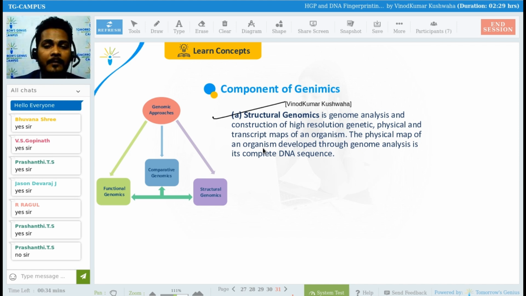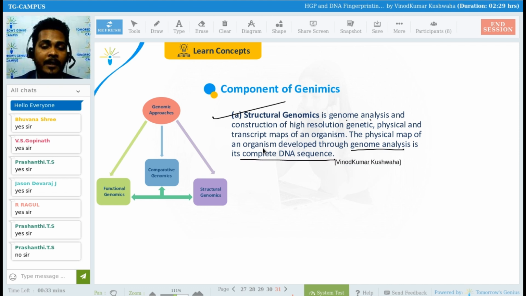What is structural genomics? Structural genomics is the genomic analysis and construction of high resolution genetic, physical, and transcript maps of an organism, right? The physical map of an organism is developed through genomic analysis of its complete DNA sequence. That means structural genomics is the complete DNA sequence.